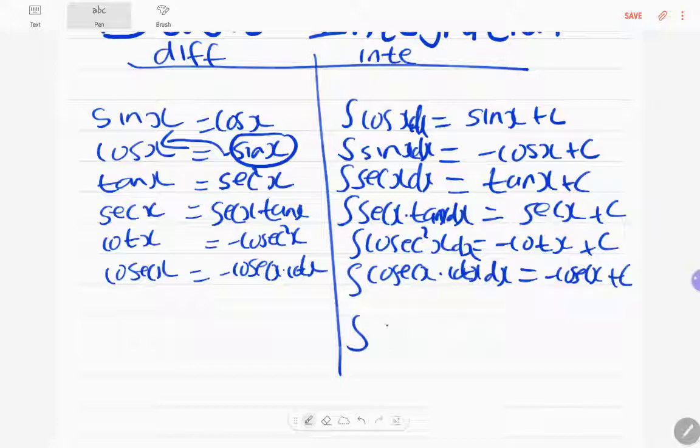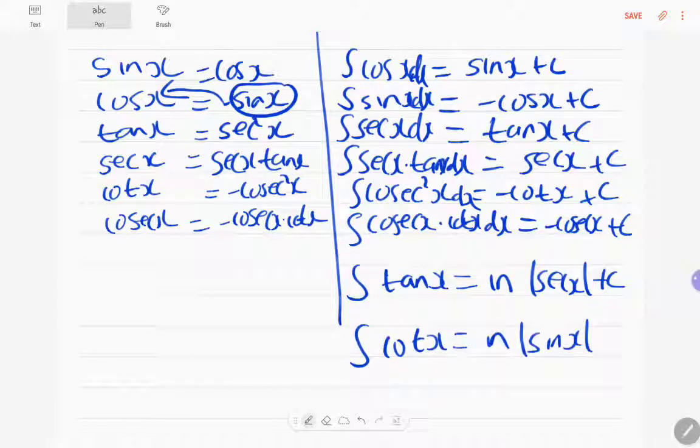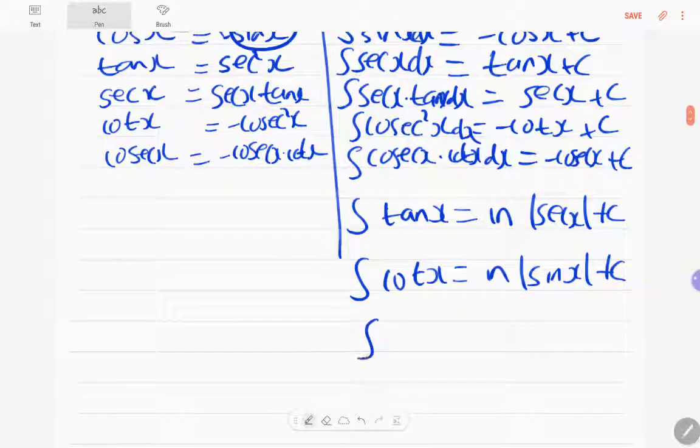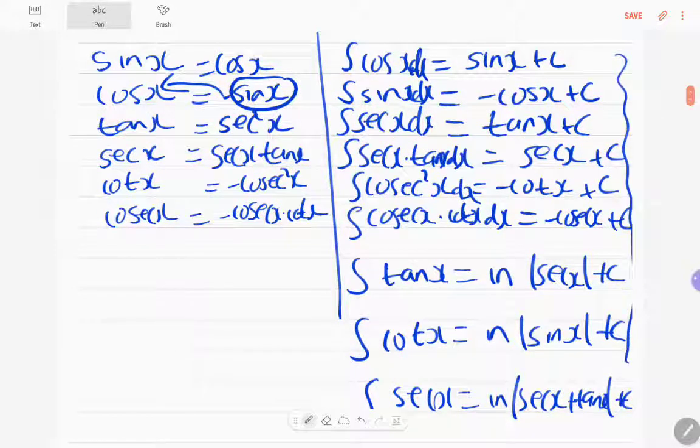Integral of tan x will be minus ln sec x plus c. Integral of cot x is ln sin x plus c. Integral of sec x is ln sec x plus tan x plus c. Please make sure that you know this formula. Know this. Make sure that you know this formula.